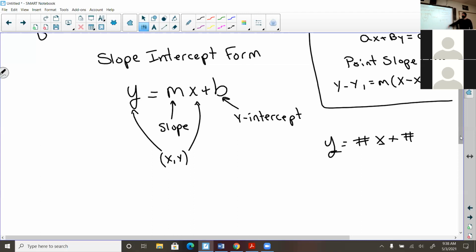In fact, I'm going to write down 3 equations, and you're going to see that there's going to be a slope and a y-intercept to each of them. And there's also going to be the letter y and the letter x in all 3 of them as well.